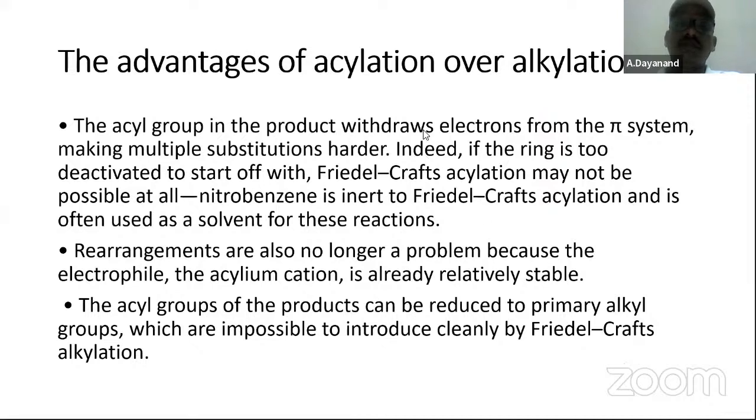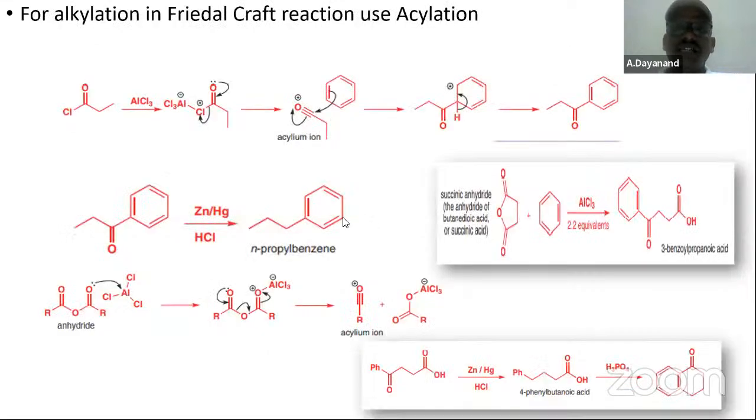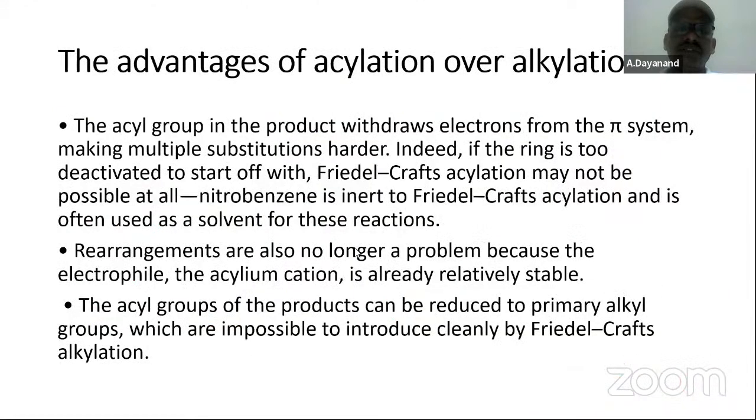In acylation, the product withdraws electrons from the pi system, making multiple substitution harder. The ring is too deactivated to start again. Why? Because in an alkyl benzene, the alkyl group is an ortho para directing group, whereas the acyl group is a deactivating group.